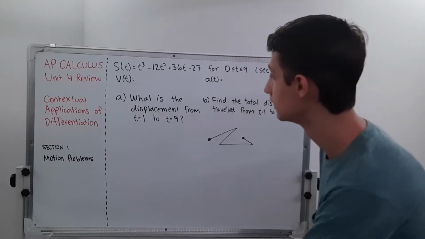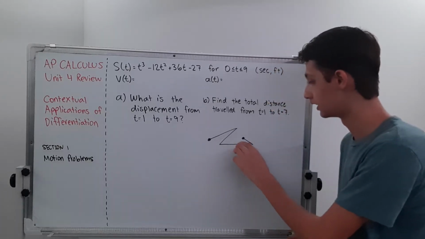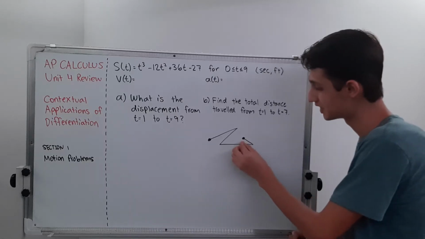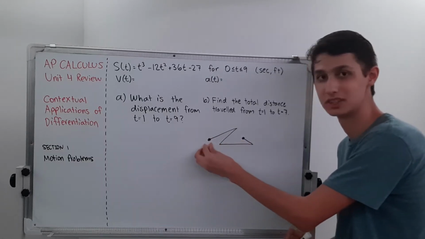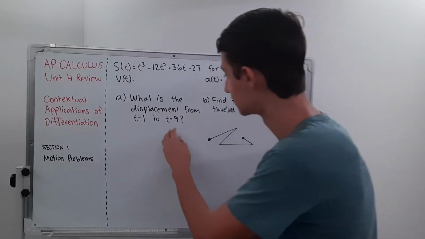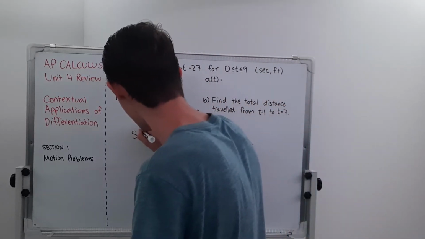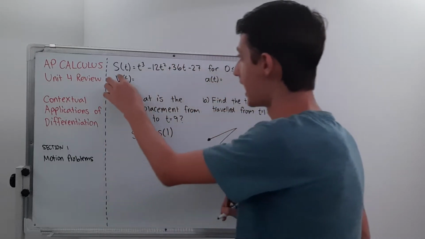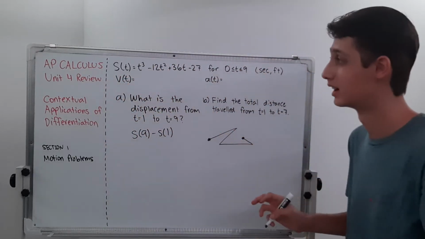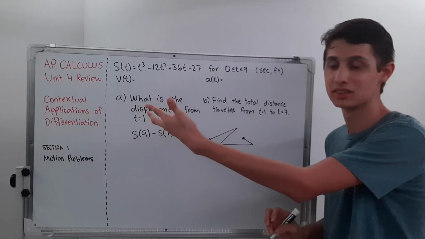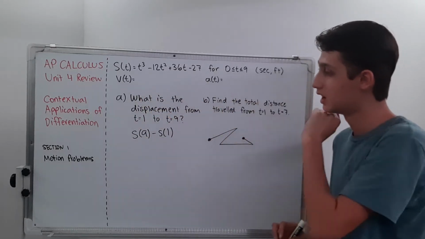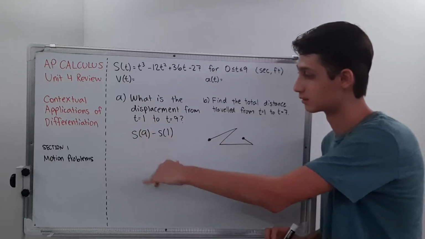So the displacement, as I said, is just the ending point minus the starting point. But what do I mean by that? I just mean the position at the end minus the position at the beginning. So that's going to be s of 9, so our end, minus s of 1, because s means position. X sometimes also can mean position. V is obviously velocity, and A is acceleration. So we're going to do s of 9 minus s of 1.